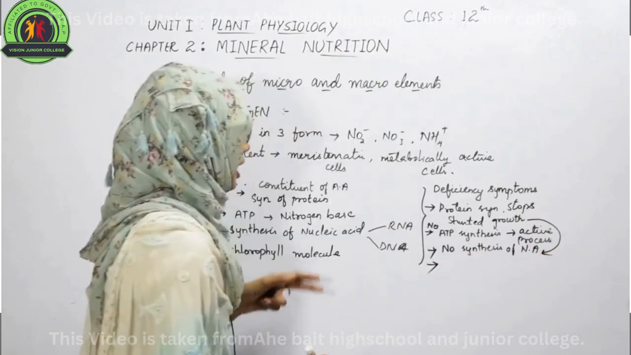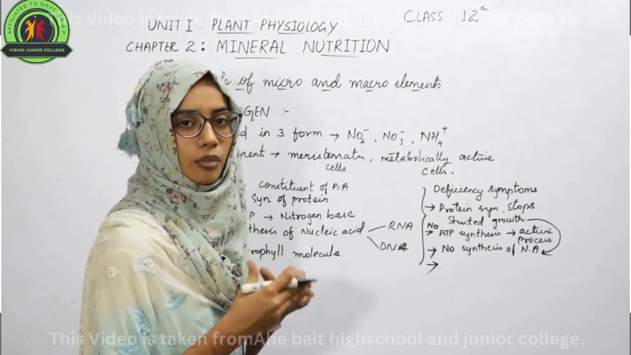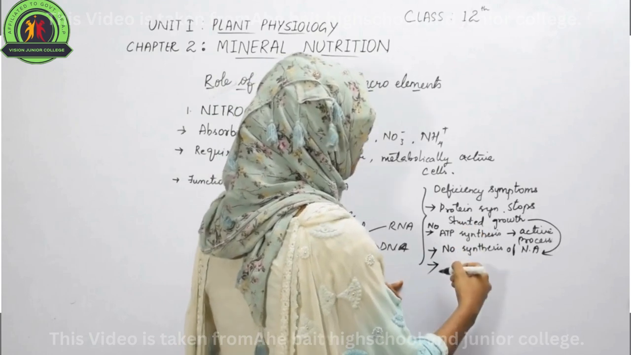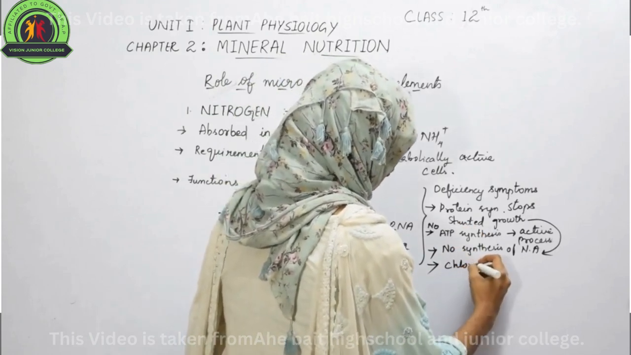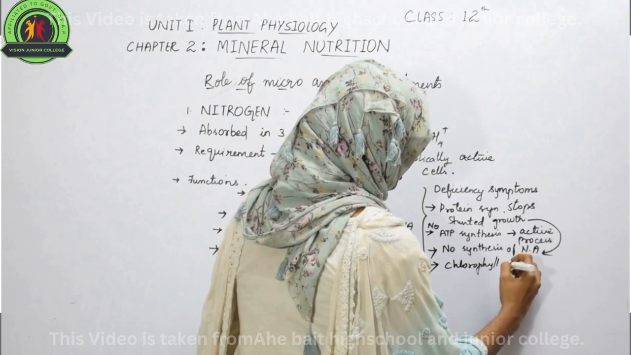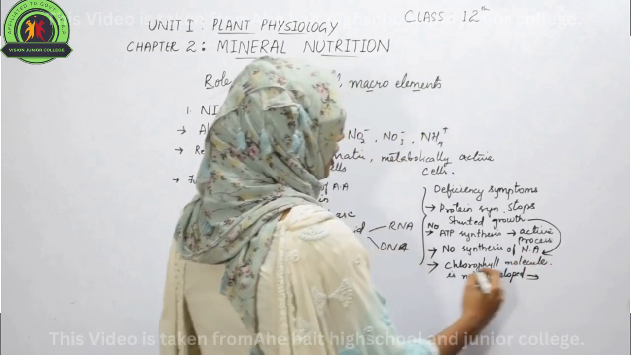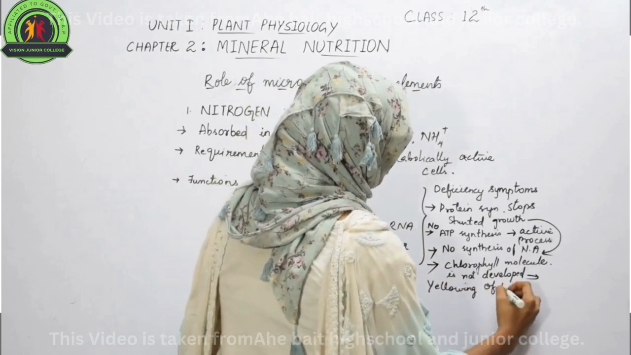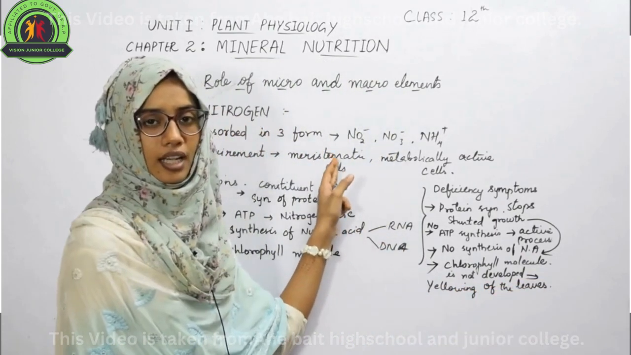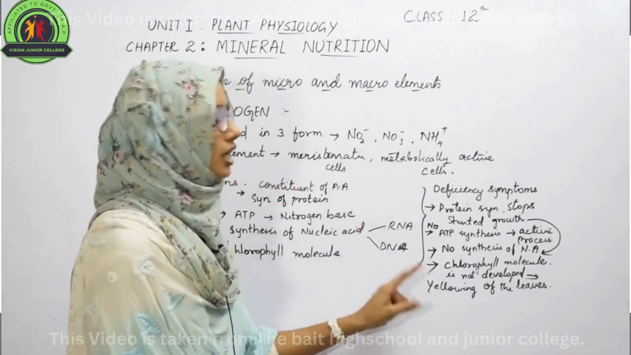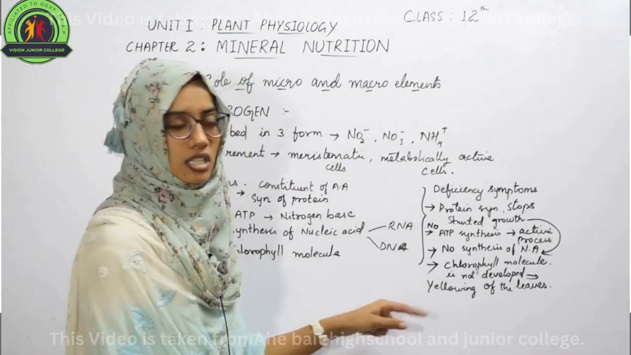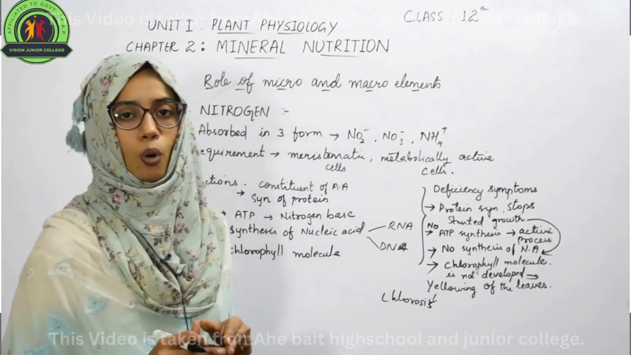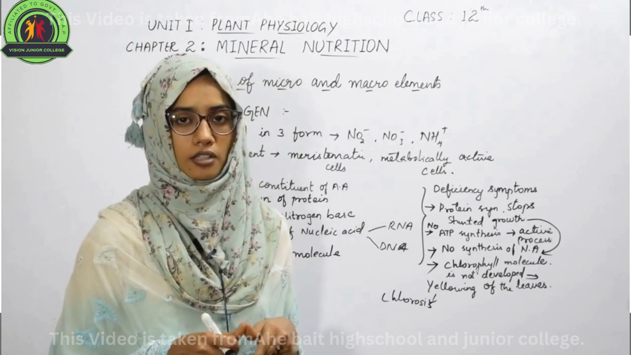And as nitrogen helps in making up the chlorophyll molecule, if nitrogen is not available, the chlorophyll molecule is not developed, due to which we can see yellowing of the leaves. The deficiency of nitrogen shows yellowing of the leaves, and this condition is termed chlorosis, which is observed only in the older leaves or the lower leaves of the plants.